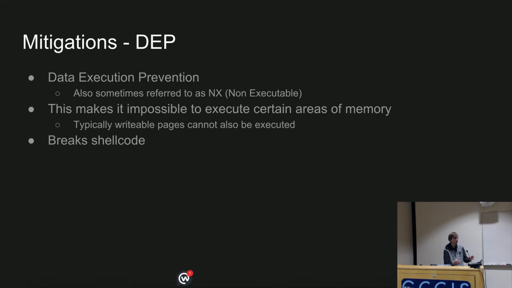Generally, this is true for most programs. Most programs aren't doing just-in-time compilation, so they don't really care about actually writing to and executing memory. Some do, but that's pretty uncommon. Stuff like browsers do. So the idea is that it makes it impossible to execute certain areas of memory. And this totally breaks shellcode. This was the first way to break shellcode, I think, because you can't just write some shellcode to some area and then execute it, because you'll never have an area that's both writable and executable.